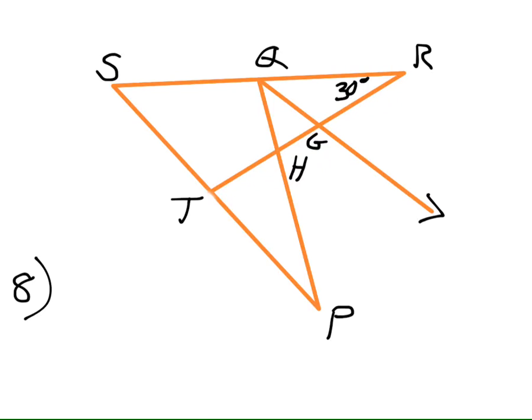All right, number 8 says, name 2 acute vertical angles. So opposites of 2 intersecting lines, name 2 acute vertical angles. Anybody want to take a stab at that? 2 acute vertical angles here. So you kind of got to tune out the rest of the figure. I want 2 angles that are opposite of each other of 2 intersecting lines.